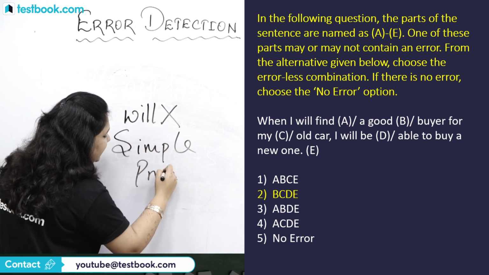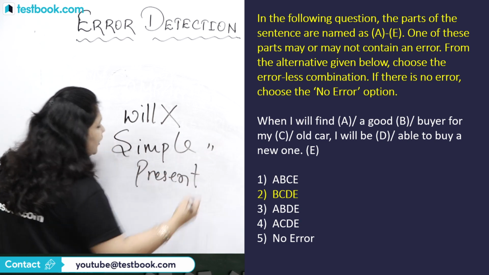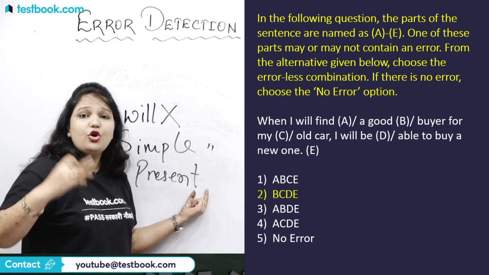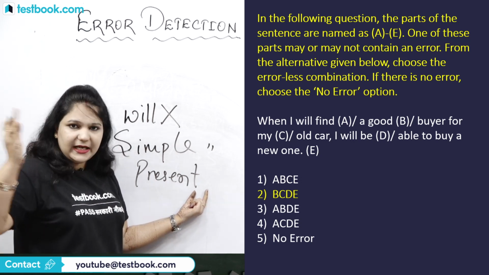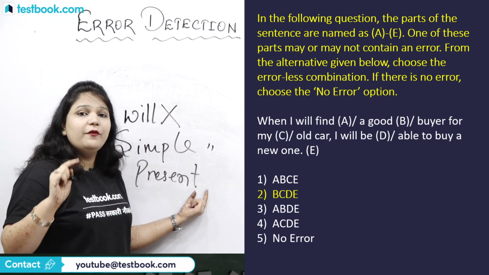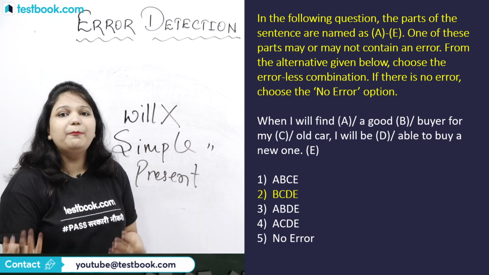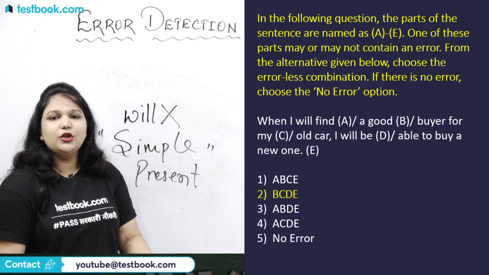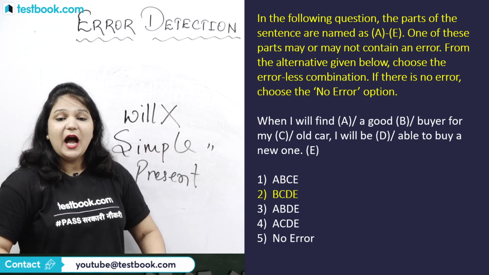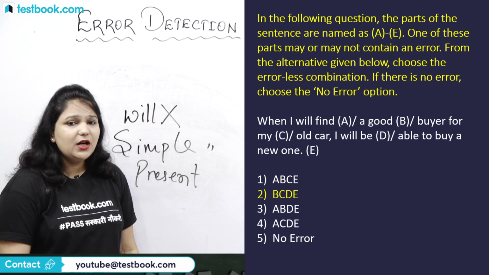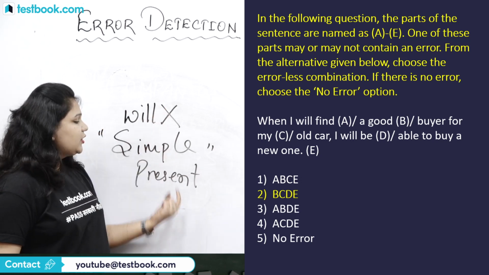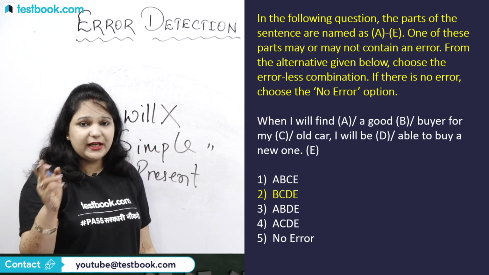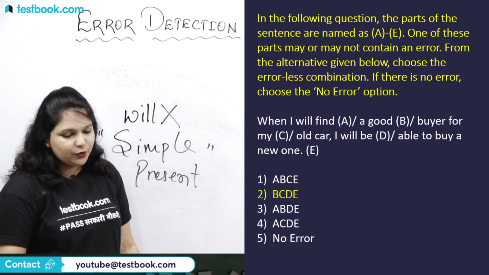Whenever you frame such kinds of sentences, you need to keep this structure intact. The first part of the sentence should go in simple present tense and the later part of the sentence goes in future simple tense, because you're highlighting a possibility, right? So it should go: when I find a good buyer for my old car, I will be able to buy a new one. This structure you should know, guys. The first part goes in simple present, the second one goes with your simple future tense.